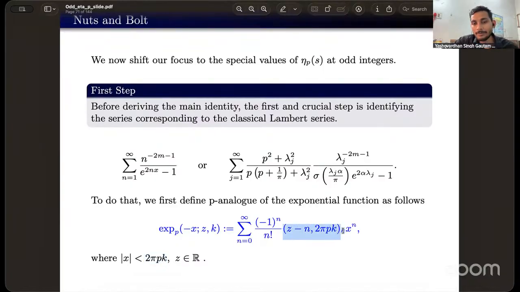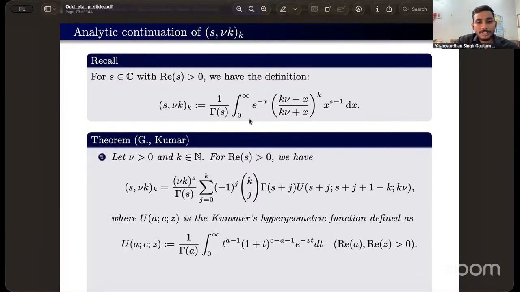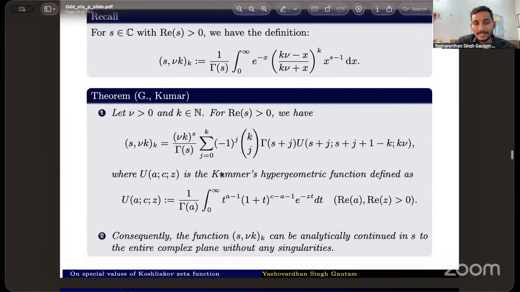Okay, now the first thing we want to do is get the analytic continuation of this bracket function, right? If we recall, the bracket function is defined in this manner, 1 upon gamma function times this infinite integral. So the analytic continuation of this is this. If we take the bracket function of s comma nu k, here nu is 2 pi p, as we have said, this can be written in this form. And here, what is U? U is the hypergeometric U function, and from this relation, we can say that this bracket function is analytically continuable to the whole complex plane without any singularity. So we can say this function is entire.